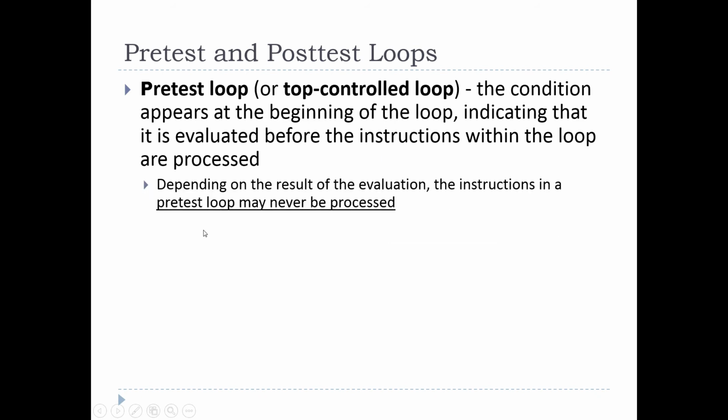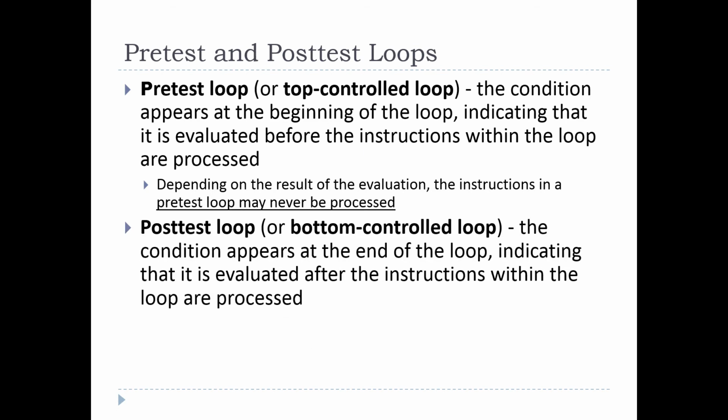Okay, and so here, depending on the result of the test, the loop may never be processed, because initially, if that condition is already false, then nothing is run, and it's never guaranteed that the code will run. A post-test is when the condition is tested at the bottom of the loop. So when you test the loop at the bottom, then you will run the statements at least one time, and then you will test at the bottom.